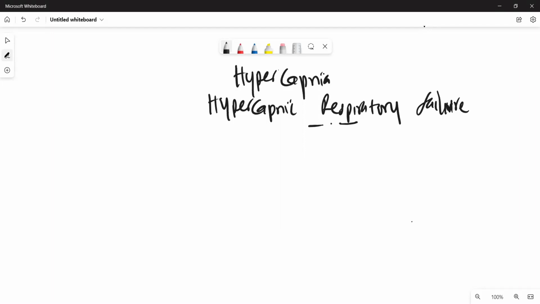So before we go and talk about hypercapnic respiratory failure, there are a couple of definitions, some physiology, and some formulas that I want us to go over before we talk about the causes of hypercapnic respiratory failure. The first one is minute ventilation.